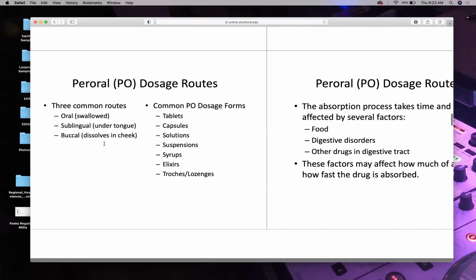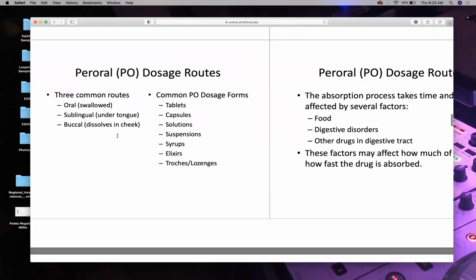Other forms of per os is sublingual. That means it has to be underneath the tongue. A classic example of that is nitroglycerin tablets for angina or chest pain. Buccal, that dissolves in the cheek. That means you got to put it between your tongue and your cheek, and it has to dissolve that way. You don't want the patient to swallow it because it releases a lot slower. Okay.